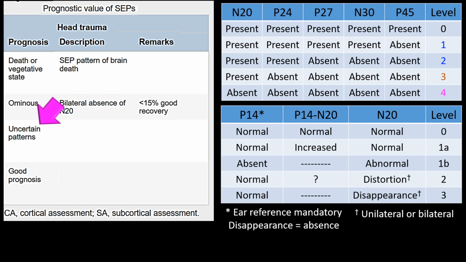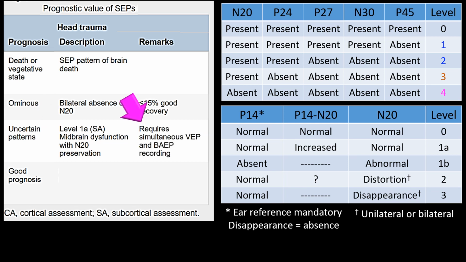Next, in the prognosis scale, in the article, we have a classification that uses the term uncertain pattern. This classification is given to those with subcortical assessment level of 1A, yet it is stated that in order to do so, other studies such as visual evoked potentials and VERA are required. It is not clear in my mind what is the use of this test for prognostication, but they are included there, so therefore I am mentioning them.